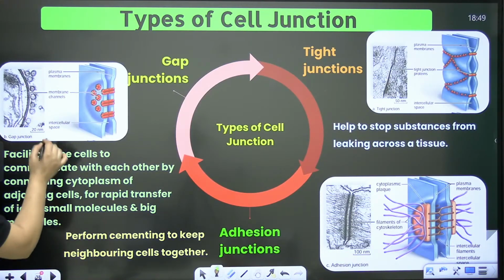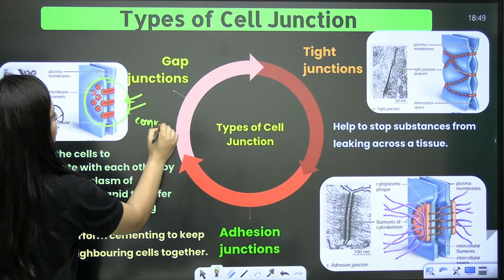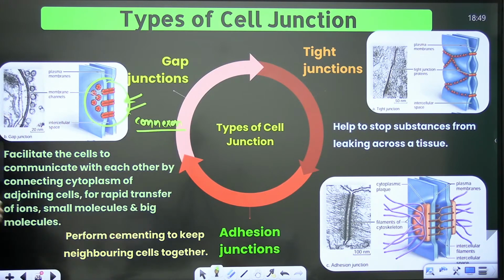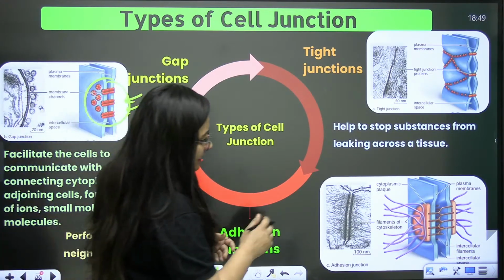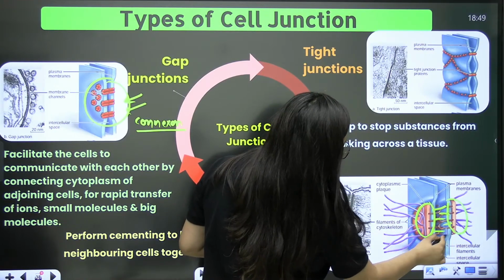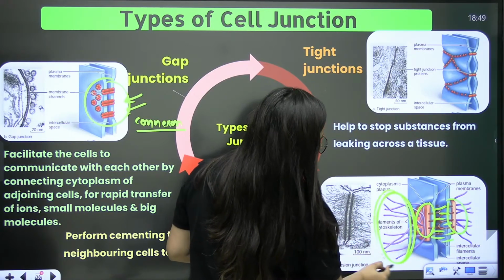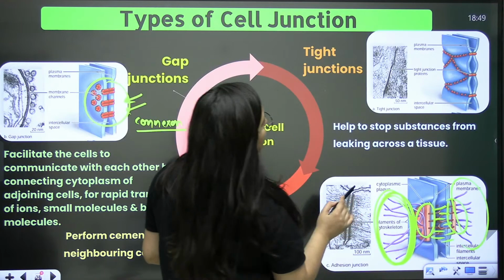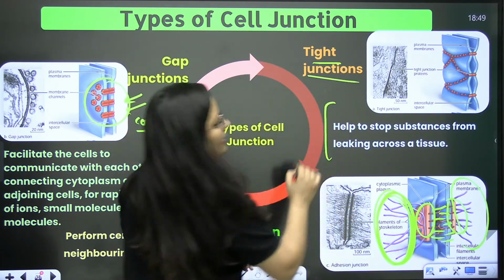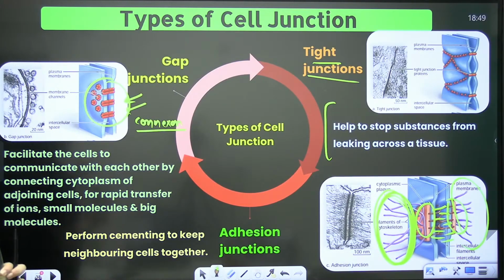See the gap junctions. Which protein will be there? Your connexin. Then adhesion, joining: see the disc-shaped protein, your desmosomes, and here proteins and filaments are present. These are the intermediate filaments in the cytoplasm of the cell. Then the tight junctions, have a look. I hope it is clear.